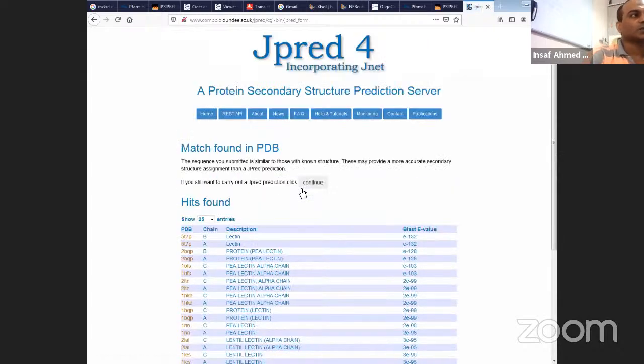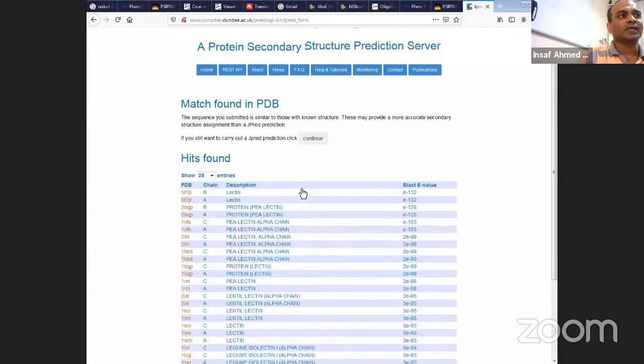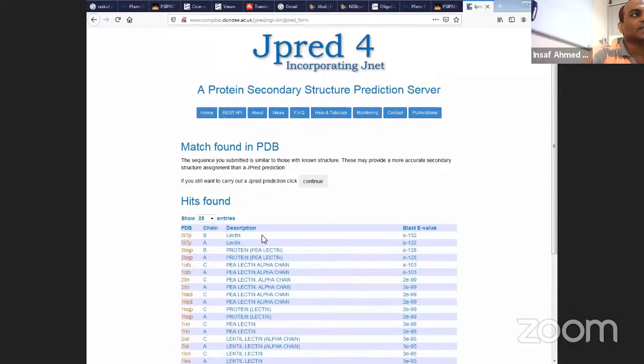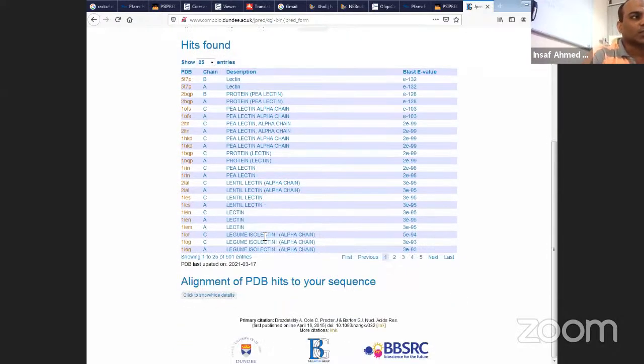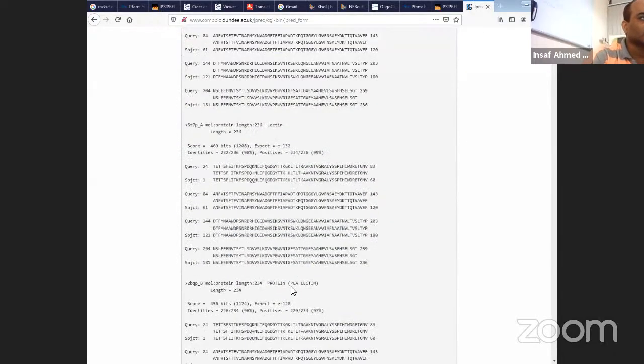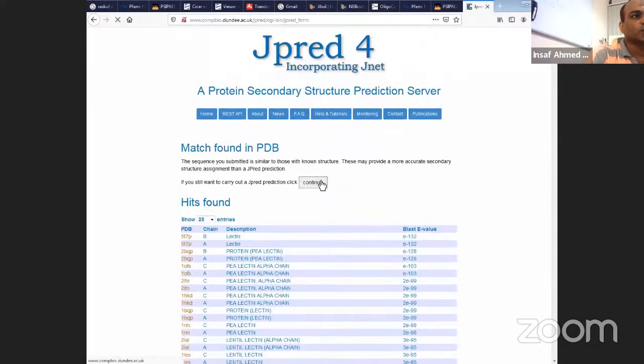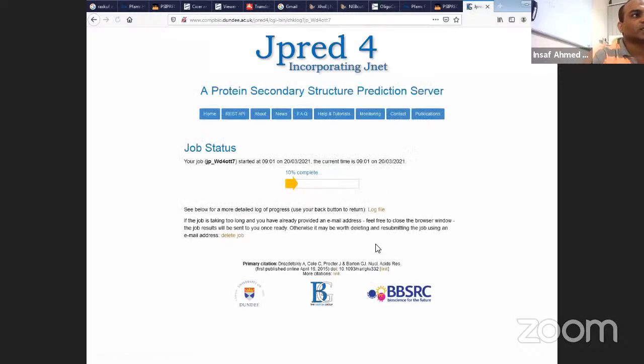Meantime, I will tell you more about the structures of the protein. Now they are running this job. They are saying they found this many PDB structures. We are not interested in the PDB structure now. We are interested only in the secondary structure of this protein. So let it continue. It will take its time. Meantime, I will tell you more about the protein structure.